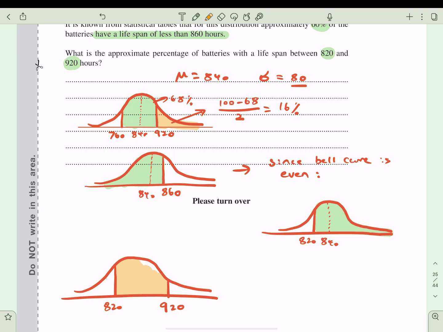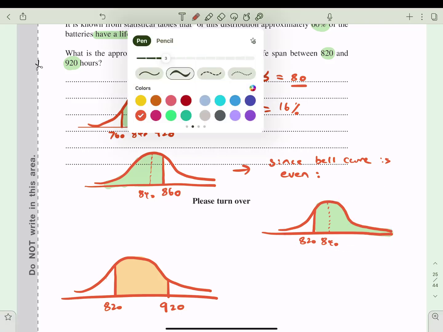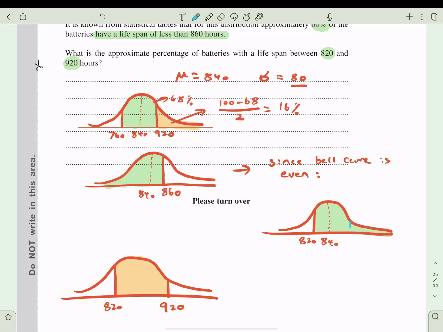Okay, so there's a lot of diagrams for this question, but that's just so we can understand what's happening. We know from this graph that this is 60%. Okay, so if we insert into this graph here, let's write in blue pen, 920, we know from this original graph for the empirical rule that the orange area is 16%. So this entire area here is going to be 16%. So in other words, this part is 16%. So this part has to be 60 minus 16%, which is equal to 44%. And that's going to be my answer.